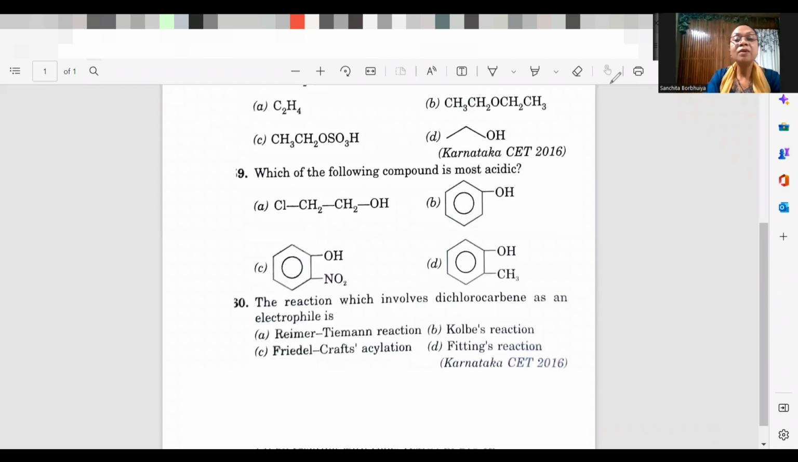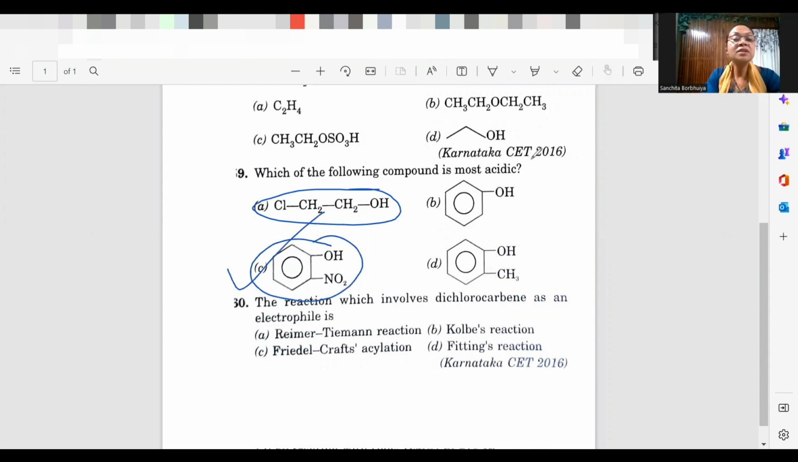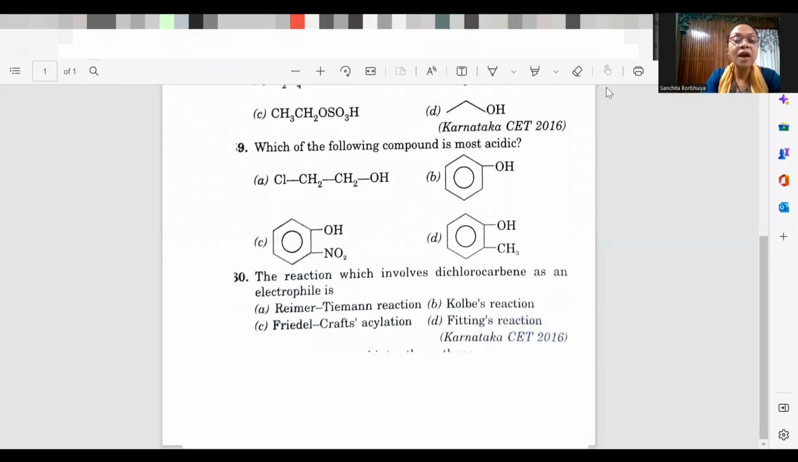Which of the following compounds is most acidic, just like the previous question, but with a small difference here? The difference is you have an alcohol also given, you have phenol given, and if you have guessed correctly, it is the electron withdrawing group which makes the compound most acidic. So C is the correct answer. The reaction involving dichlorocarbene as electrophile. While speaking, I had mentioned the dichlorocarbene intermediate coming into the picture in the Reimer-Tiemann reaction. If you have heard it correctly, you will get the correct answer, and that is A.